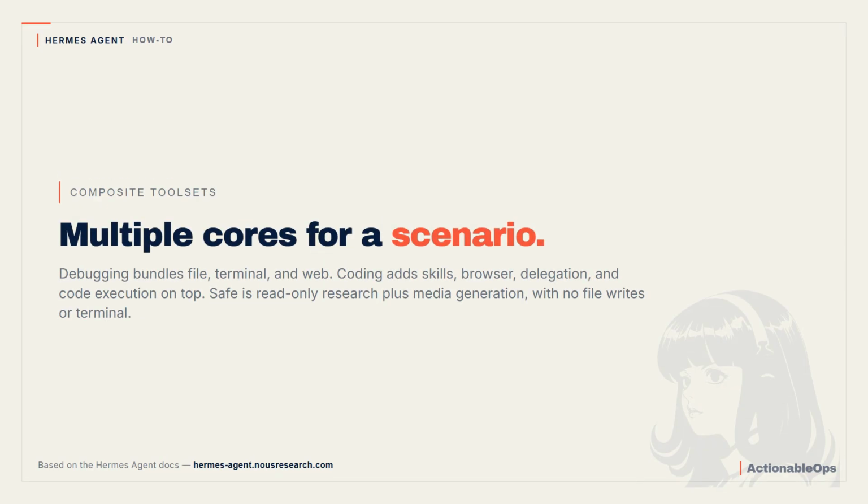Composite toolsets combine multiple core toolsets for a common scenario. Debugging bundles file, terminal, and web. Coding adds skills, browser, delegation, and code execution on top of file, terminal, and web. Safe is read-only research plus media generation with no file writes or terminal.